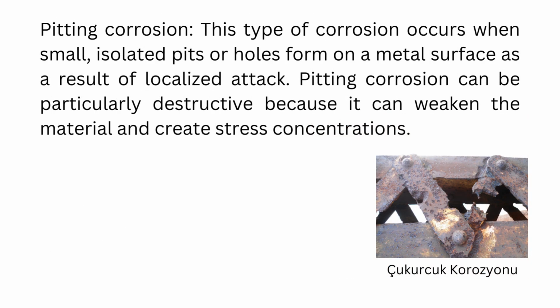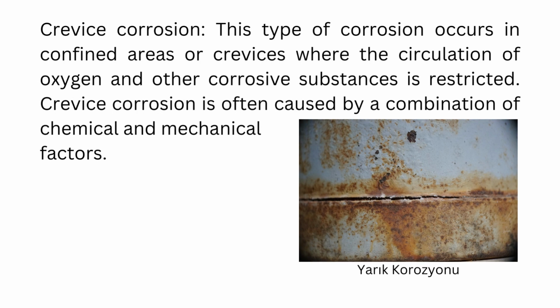Pitting corrosion. This type of corrosion occurs when small, isolated pits or holes form on a metal surface as a result of localized attack. Pitting corrosion can be particularly destructive because it can weaken the material and create stress concentrations. Crevice corrosion. This type of corrosion occurs in confined areas or crevices where the circulation of oxygen and other corrosive substances is restricted. Crevice corrosion is often caused by a combination of chemical and mechanical factors.